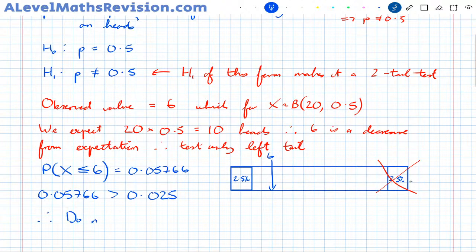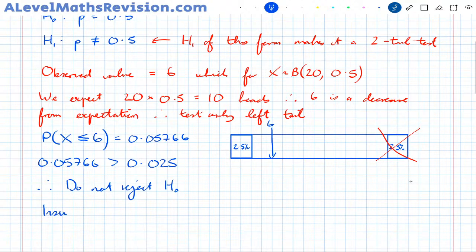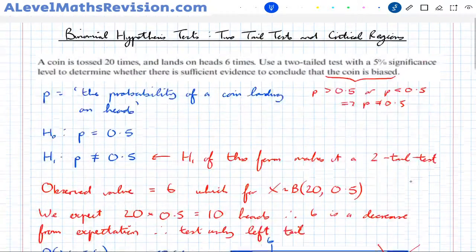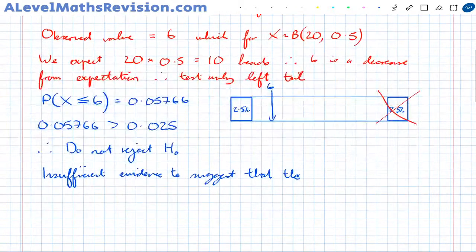Therefore, do not reject H0. Insufficient evidence to suggest that. And let's go back to what the question said. The coin is biased was our initial hypothesis, so that's what we refer to in the conclusion, that the coin is biased.